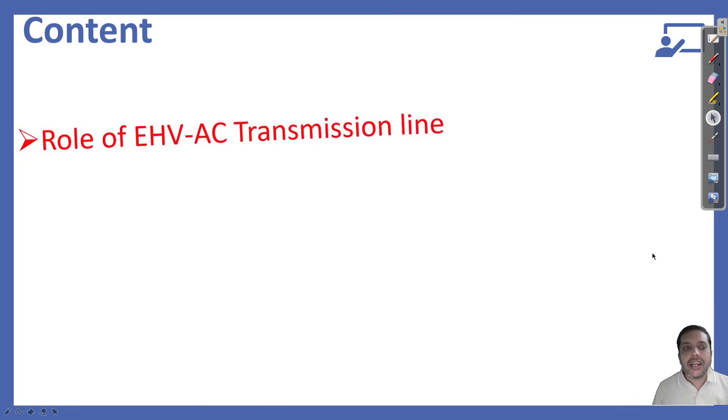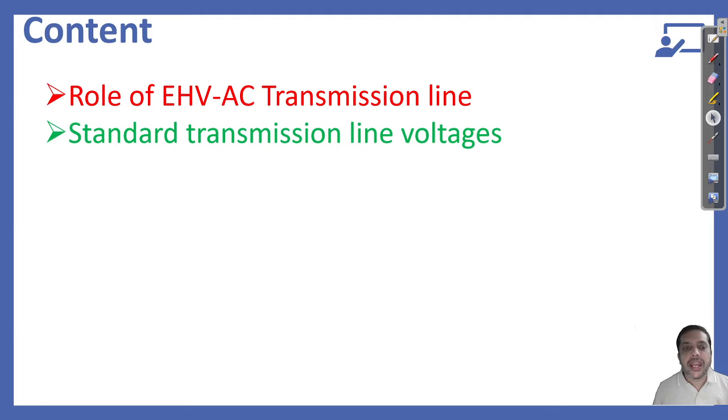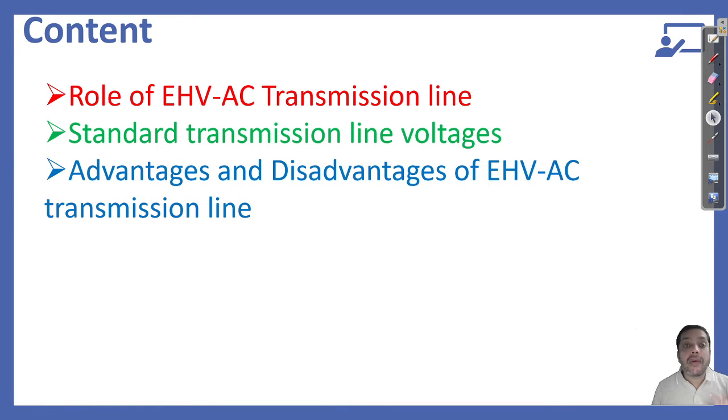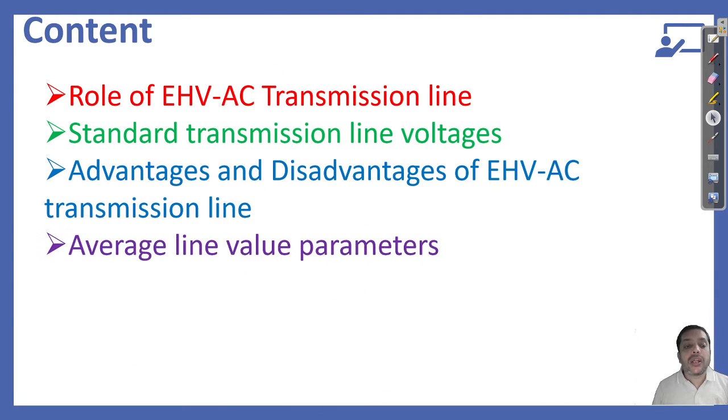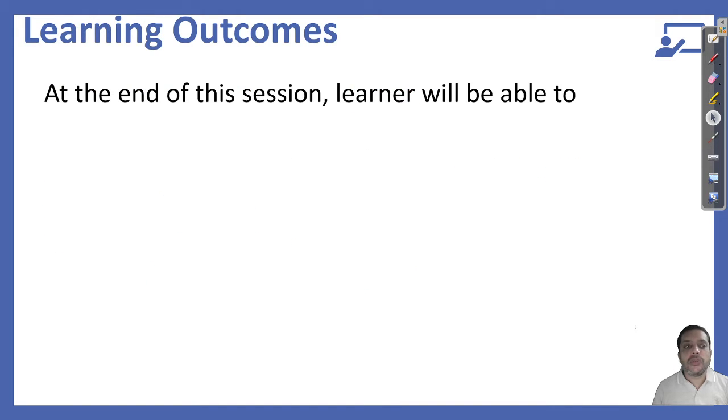So what are the contents for today's presentation? Role of the EHVAC transmission line in the power systems. Next, what are the standard transmission line voltages which are described by the IS standard? Then advantages and disadvantages of EHVAC transmission line. Then we will see the average line parameters of the transmission line, power handling capacity and line losses. So these are the contents of the presentation.